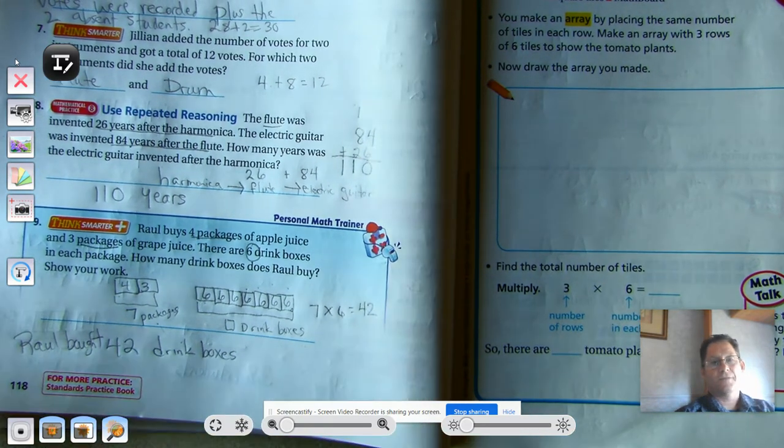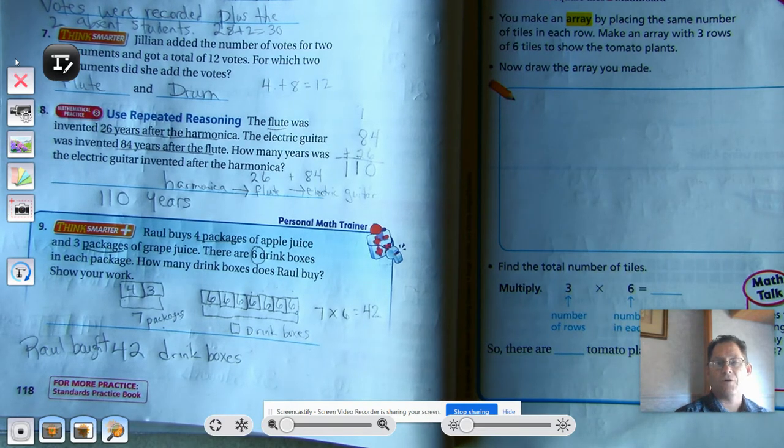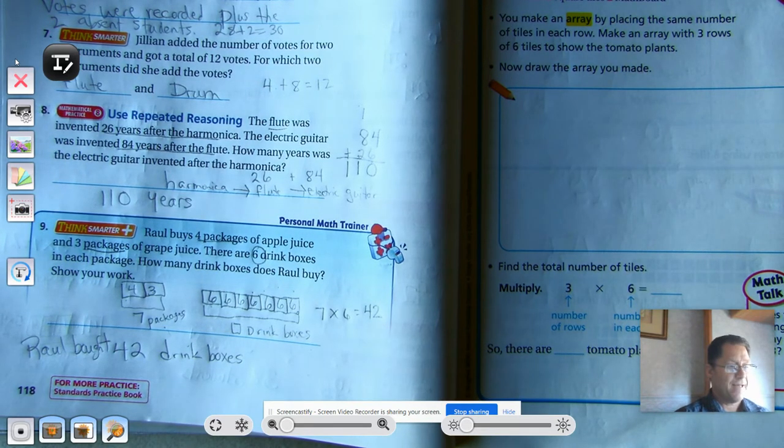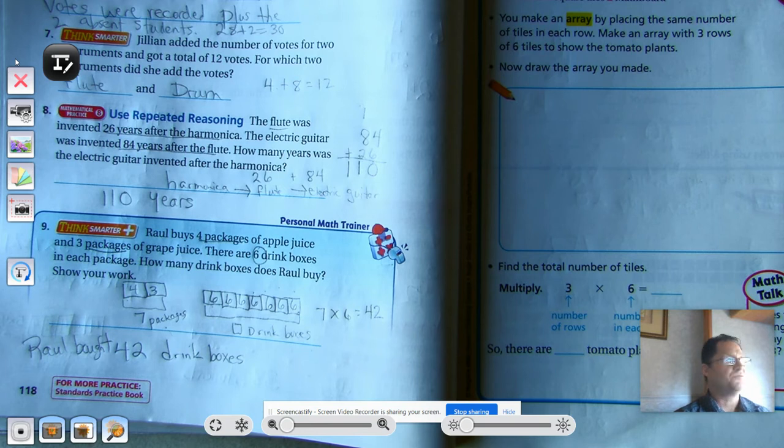Okay, so that's it for today's lesson. So basically, we practiced using bar models to represent multiplication. So keep in mind that the number of groups represents how many boxes you'll draw, and the number that you put in each box is the amount that is in each group.